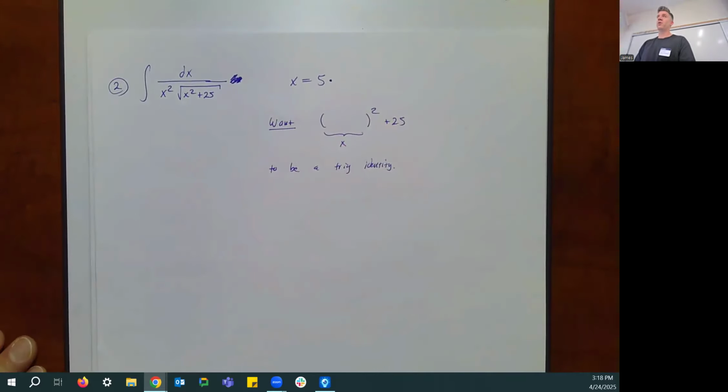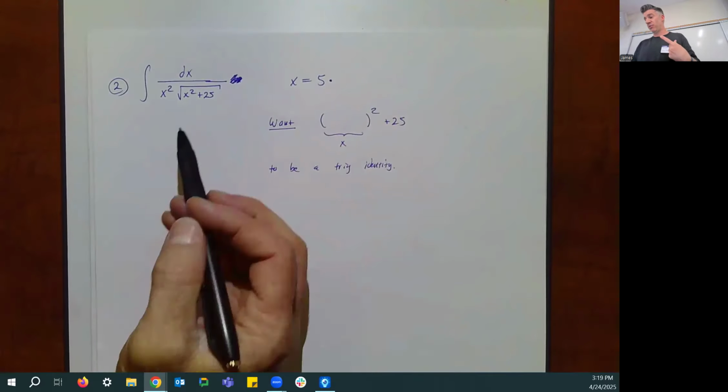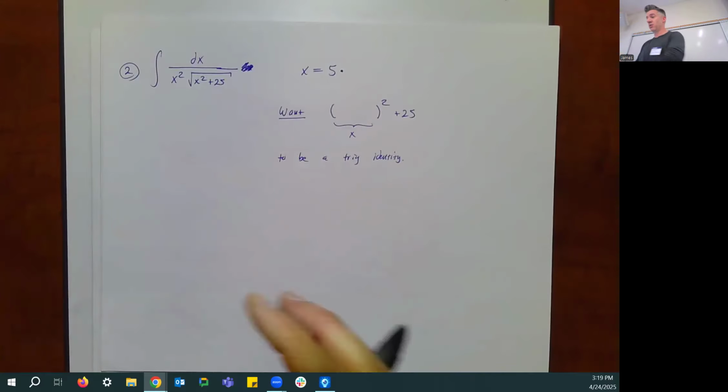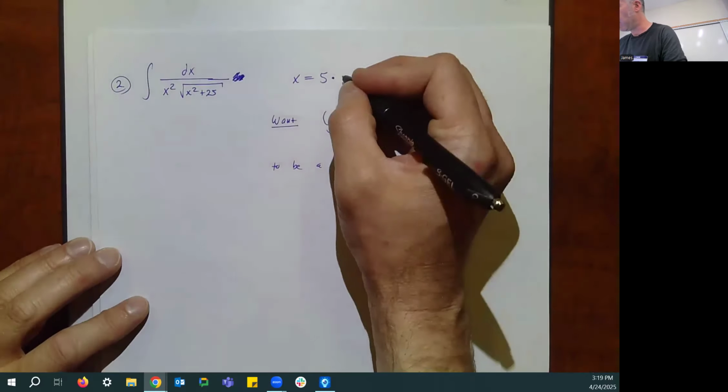We want our choice for x to make it so that whatever we choose, x squared plus 25 ends up being a trig identity. The 25 has to factor out, so we need x to be 5 times some trig function. And we know that since there's a plus, it's got to be tangent. So we're going to say that x is equal to 5 tangent theta.